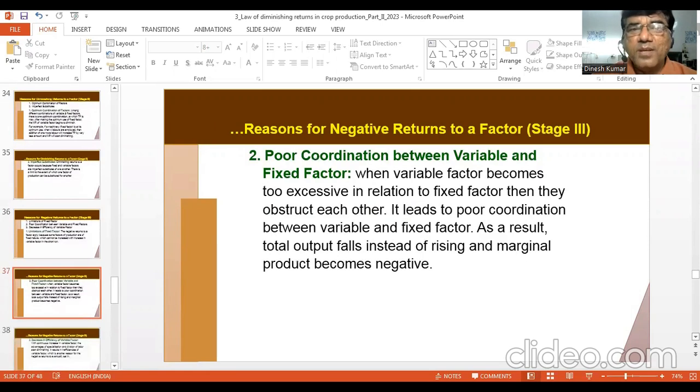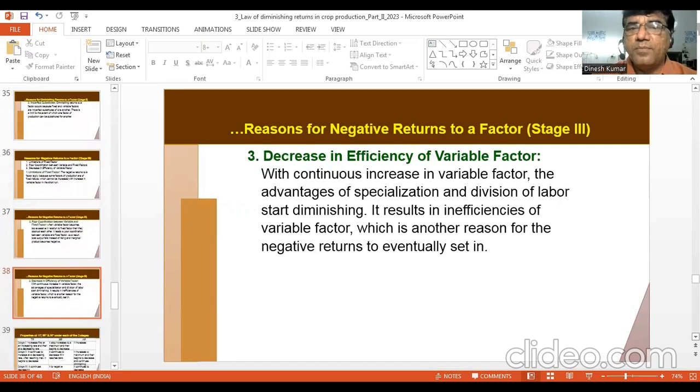So overcrowding, poor coordination between variable and fixed factors. When variable factor becomes too excessive in relation to the fixed factor, then they obstruct each other. It leads to poor coordination between variable and fixed factor. As a result, total output falls instead of rising and marginal product becomes negative.